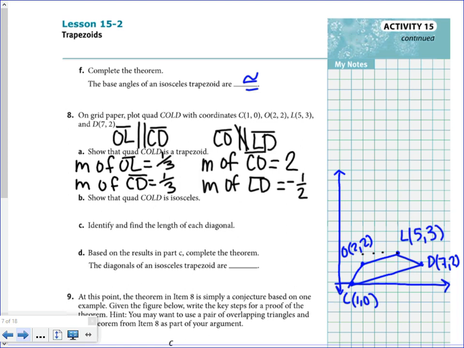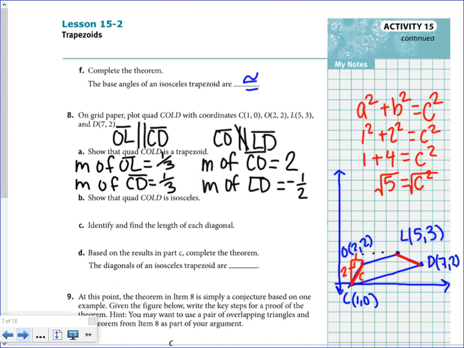So the two sides that are going to be congruent, making it an isosceles figure, are these two that I just drew over in red. And so we are going to use Pythagorean theorem. A squared plus B squared equals C squared. And so I'm going to create my right triangle here. That side length is 1, that side length is 2, and that's my C. So 1 squared plus 2 squared equals C squared. 1 plus 4 equals C squared. 5 equals C squared. And so your hypotenuse length is square root of 5. So the length of CO is the square root of 5.